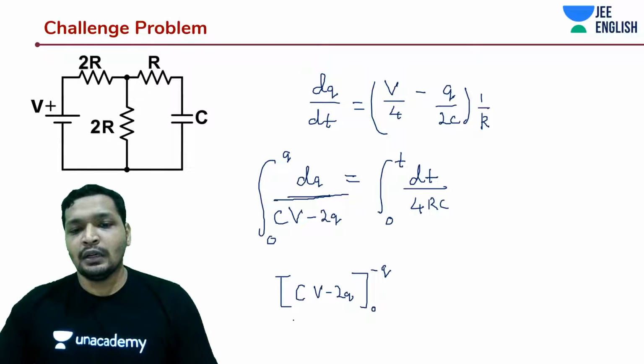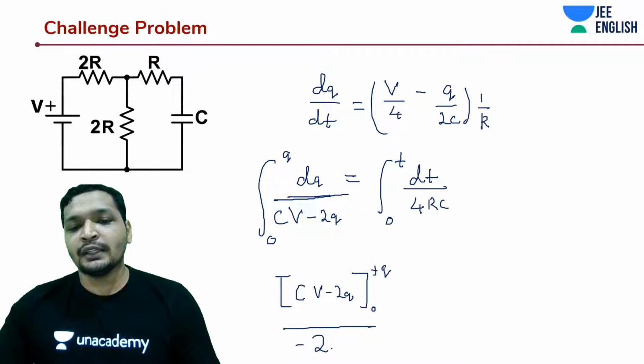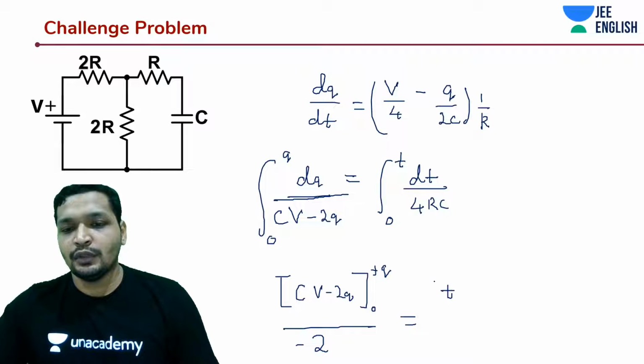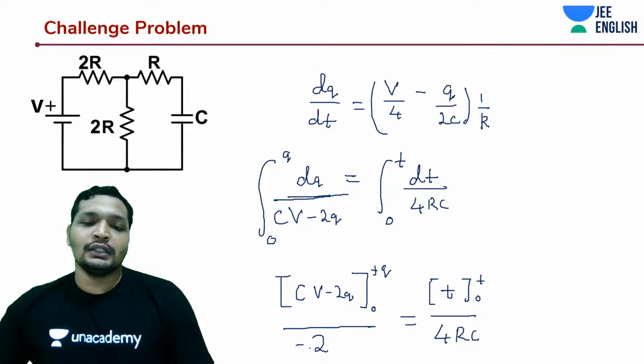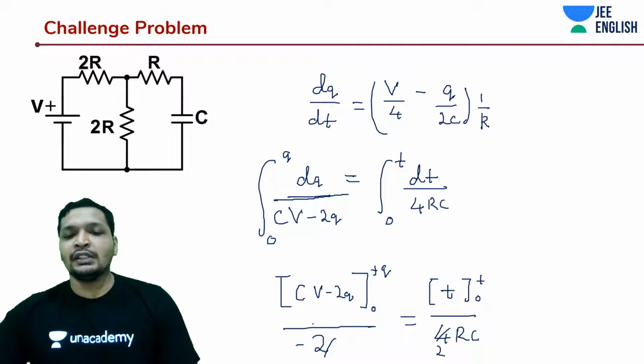Divided by this is going to be plus q divided by minus 2. You have this minus 2 over here, and you know what the time constant is now. This should be just 0 to t, and this should be 4RC. So yes, you're going to get 2. You can simplify this equation.